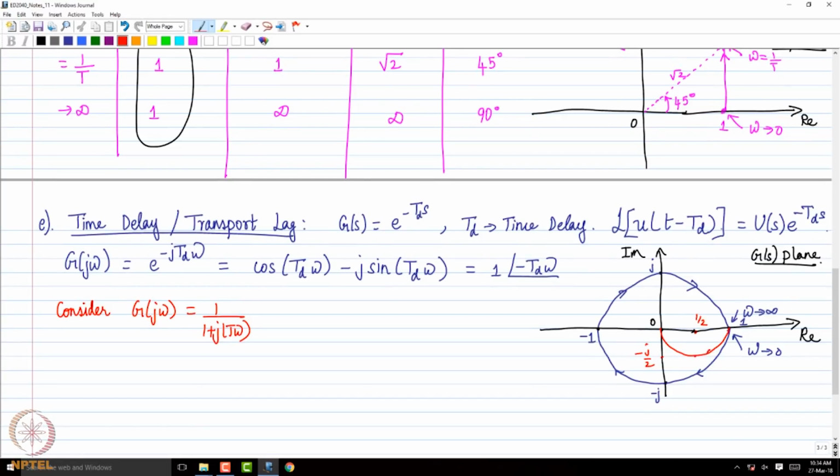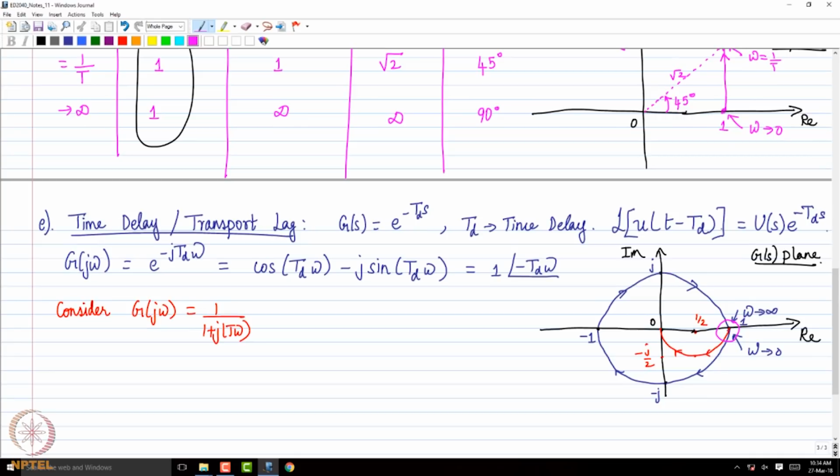as the plot of 1 divided by 1 plus j t omega. That is what we had. Why am I making this comparison? You can see that immediately at low frequencies, the two curves are approximately the same. Do you agree? So you see that at low frequencies, the Nyquist plots of e power minus td j omega and 1 divided by 1 plus j t omega are almost the same.